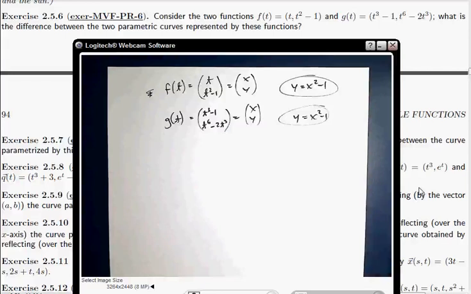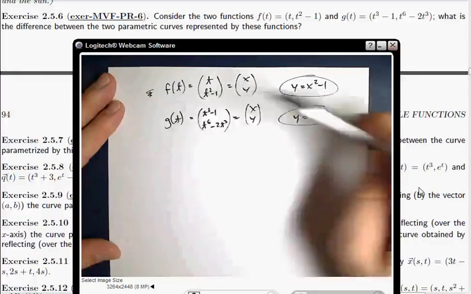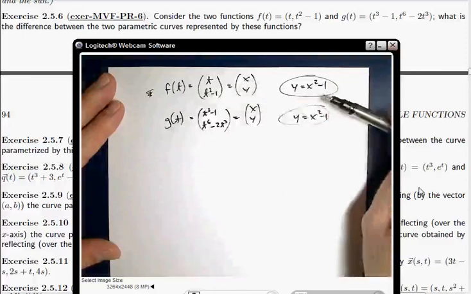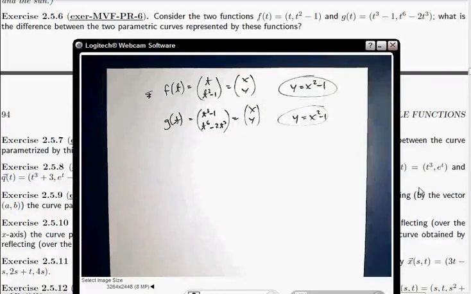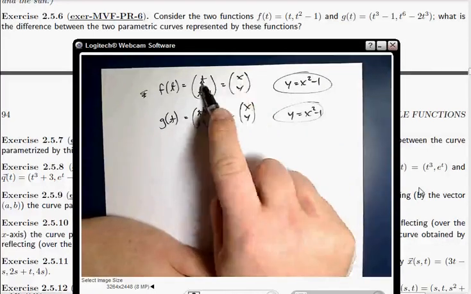Now, but are we actually quite sure? What remains to be shown is that clearly both of these are on the same curve, but do they both trace out the whole thing? That is the question. And yeah, sure they do. Do I know I get to every possible value of x? Yeah, because here it is.